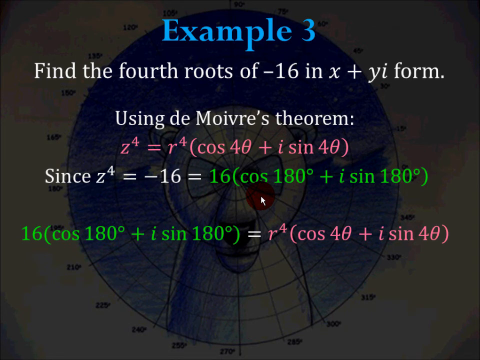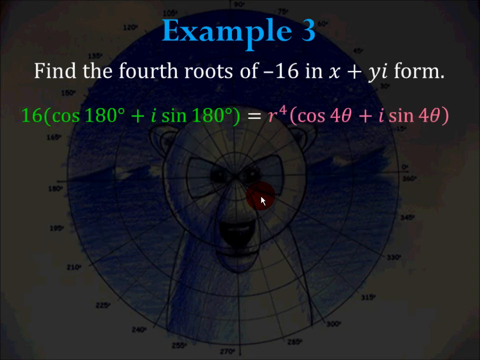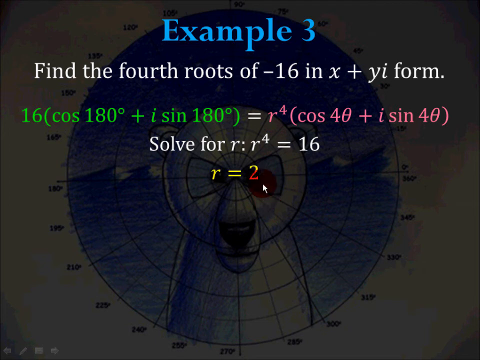And we first solve for r, and then we solve for theta. So, r to the fourth has to equal 16, so r is 2. Just take the positive number. The other numbers will take care of themselves.